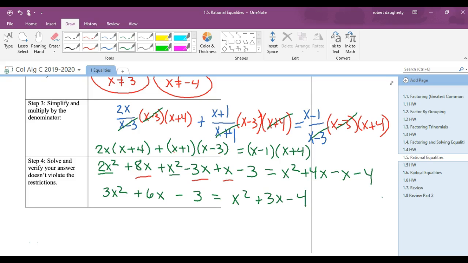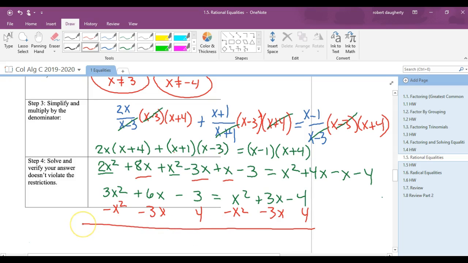I like to solve problems that are equal to what? 0. So let's get this thing equal to 0. What I'm going to do is subtract x squared from both sides. I'm going to subtract 3x. And I'm going to add 4. When I multiply this together, x squared and then plus 4x minus x, so that's 3x.